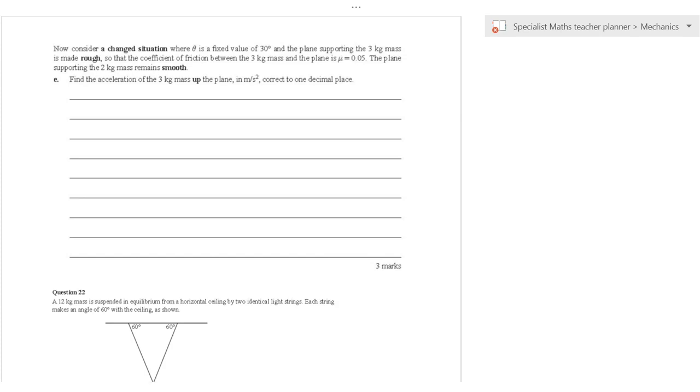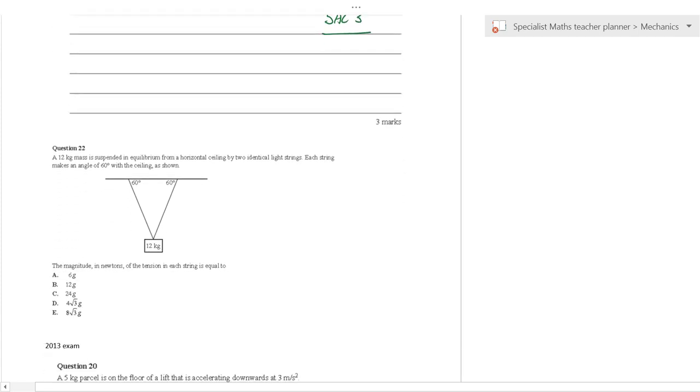Now consider a chain situation where theta is fixed, and the supporting mass is now rough. We've been through exactly the same question. You will not get this anymore, not in the exams. In SAC 3, yes, we will, but in the exams, you won't, and I'll explain that in a second.